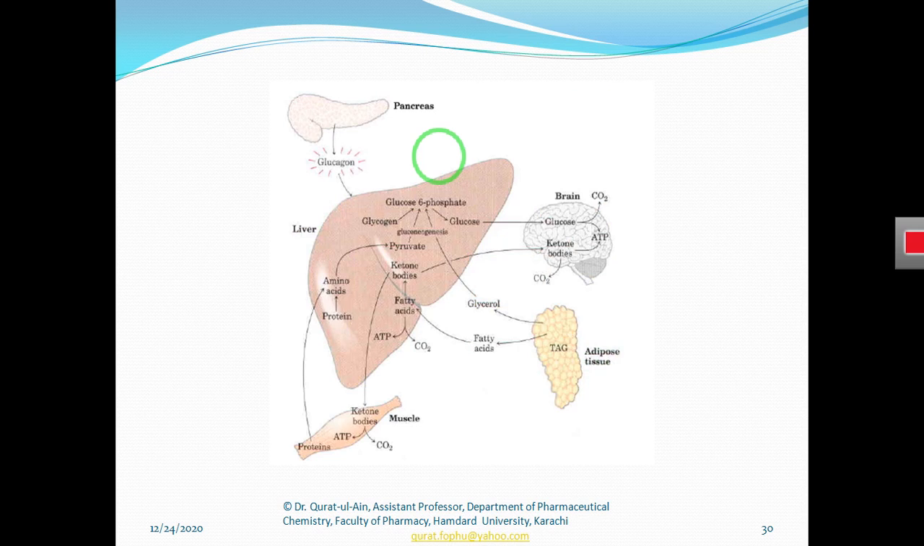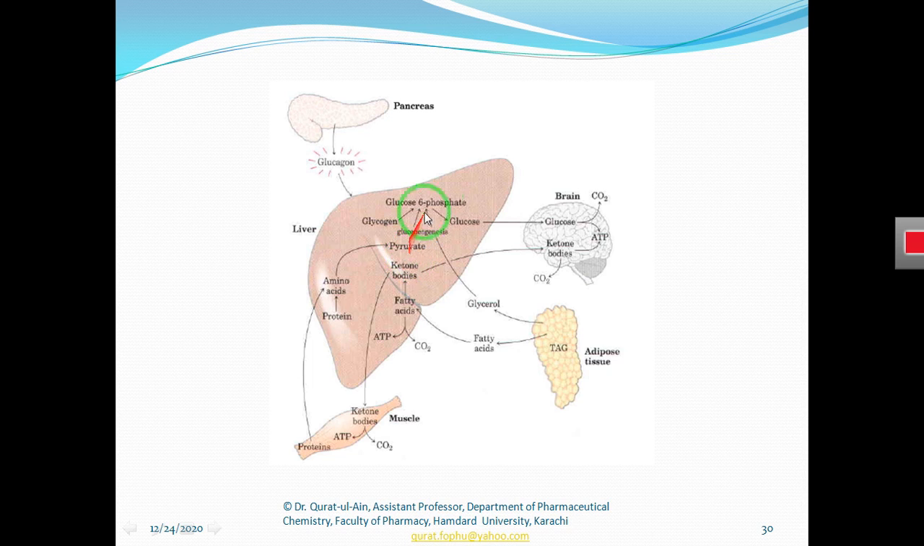And then what happens? When there is high glucose inside the cell, another hormone is released from the pancreas, that is glucagon. What does glucagon do? This glucagon converts glycogen into glucose or glucose 6-phosphate by glycogenolysis. So glucagon initiates the breakdown of glycogen, and then what happens? It stimulates the cell to perform gluconeogenesis, that is the formation of glucose from non-carbohydrate precursors.